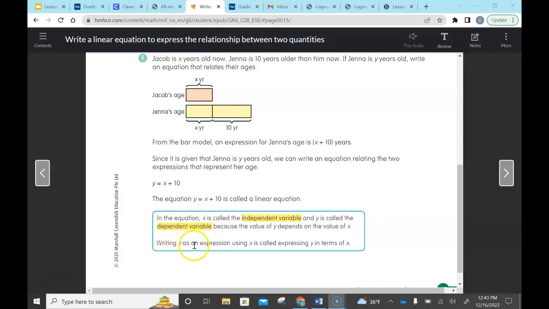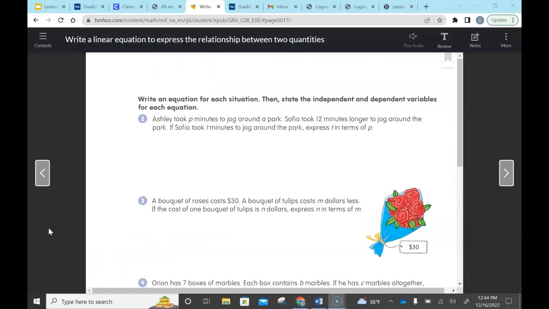Writing y as an expression using x is called expressing y in terms of x. So let's say we plug in 5 for x, 5 plus 10 is 15. Let's say we plug in 10 for x, 10 plus 10 would equal 20. Whatever value you're plugging in for x, that means you need to add 10 to that. So that's an example of a linear equation and understanding the independent variable and also the dependent variable. Basically, the dependent variable depends on the independent variable in order for it to change values. Now let's take a look at some more examples.